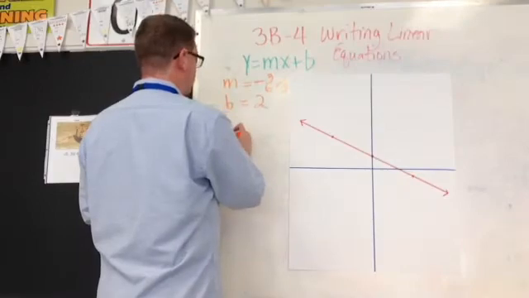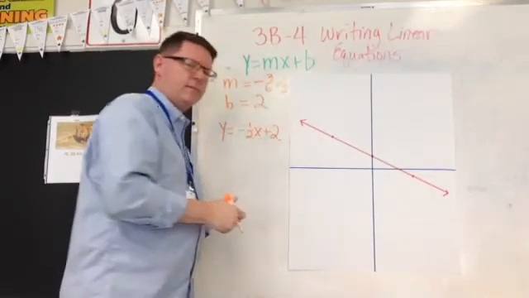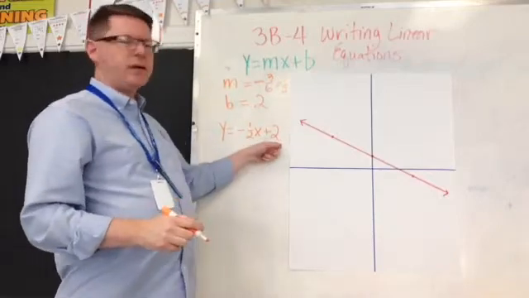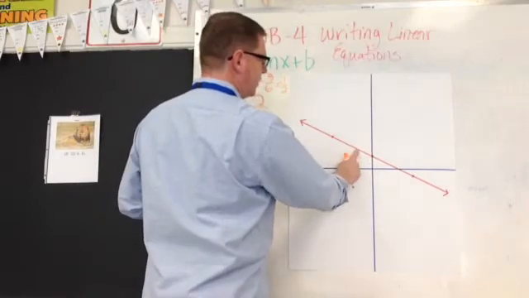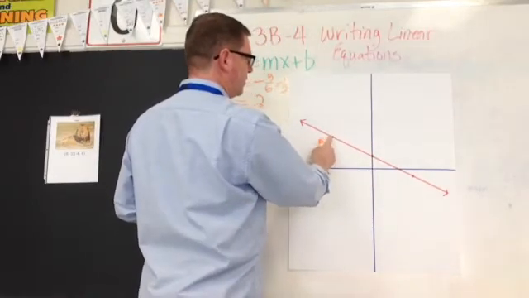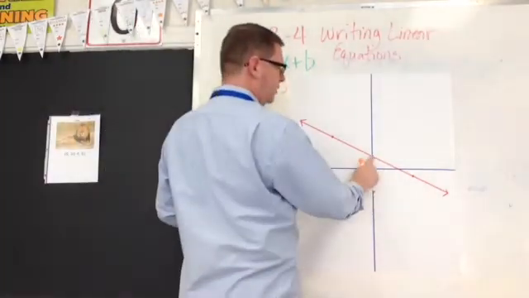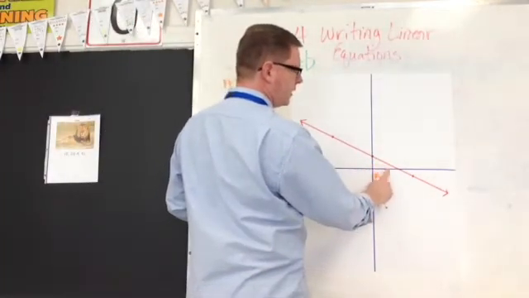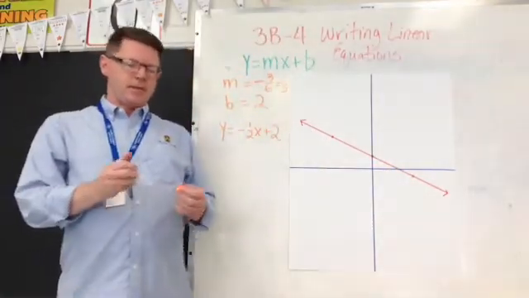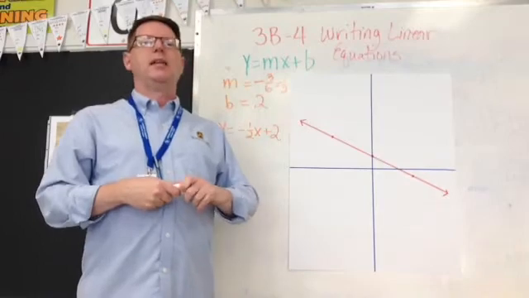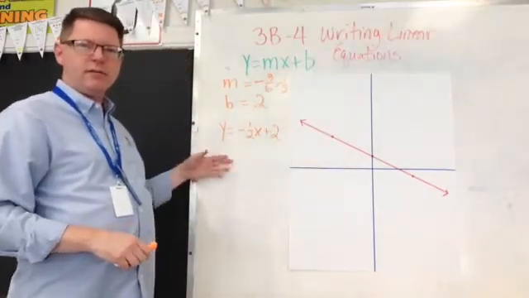Y equals negative 1/2 x plus 2. Y-intercept is positive 2. Slope is go up 1 to the left 2, up 1 to the left 2, up 1 to the left 2, and there's the other point on the line. Now, if I want to go down here, I could go down 1 to the right 2, down 1 to the right 2, down 1 to the right 2, and I eventually get there. So, finding the slope and the y-intercept from a graph allows me to write the equation of the line.